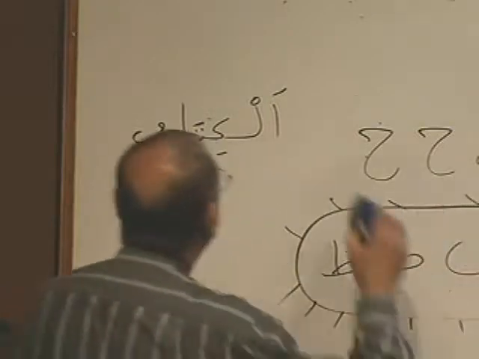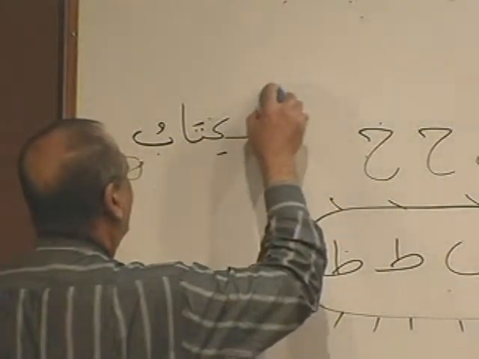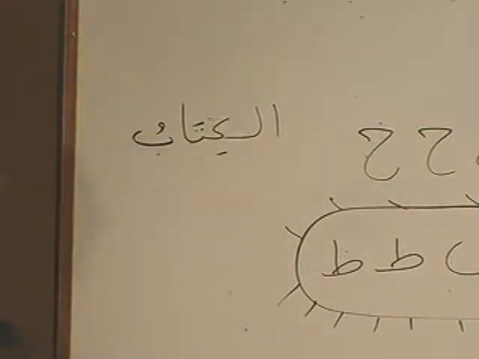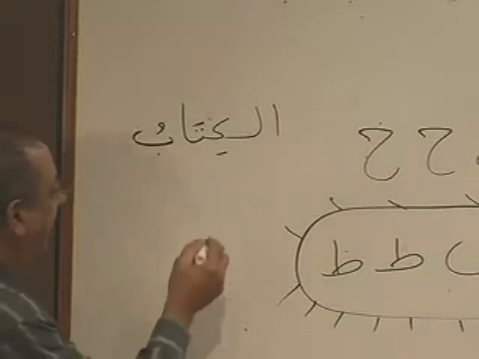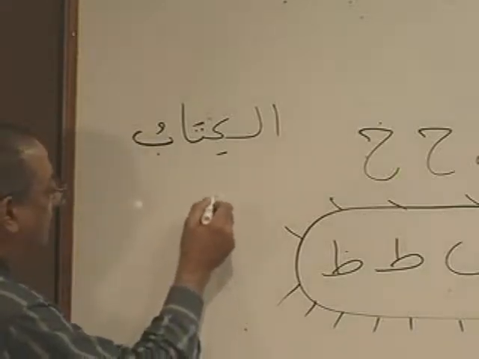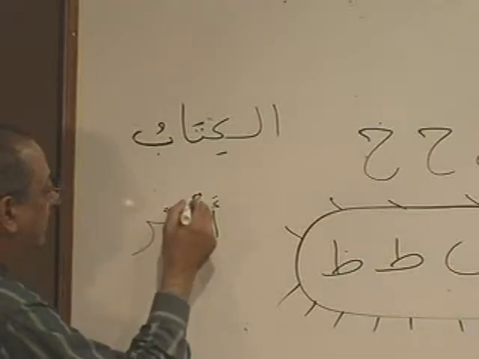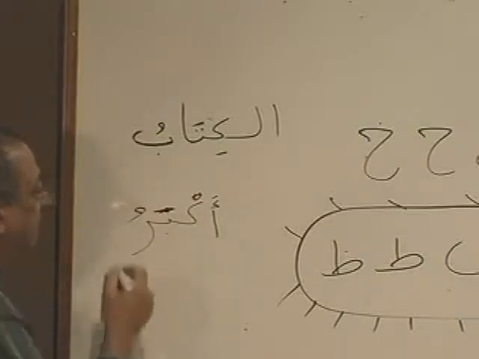Now, I'm not putting them. Okay. If I write Al-Kitab, I will write like this. But if I write, brother, what did I write down? Akbar.